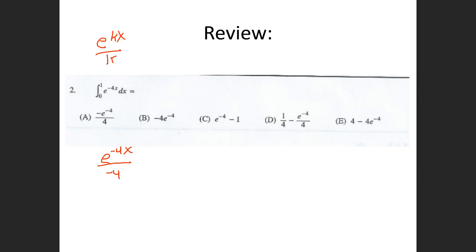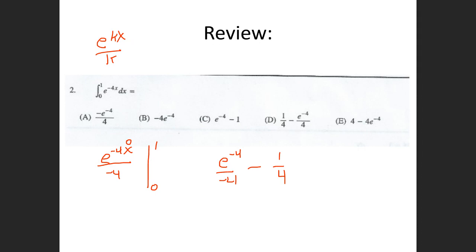Which is different than the derivative, and that's why a lot of kids make a mistake when they have the derivative and the antiderivative. Okay, so now I've taken the integral, and that is from 0 to 1. So now I'm going to plug 1 in. So if I plug 1 in, I end up with e to the negative 4 over negative 4 minus, and then I'm going to put 0 in here, but if I put 0 in here, negative 4 to the 0 is 0, e to the 0 is 1. So that would be my answer.